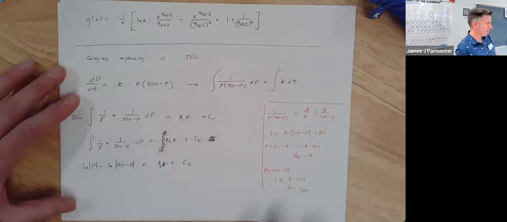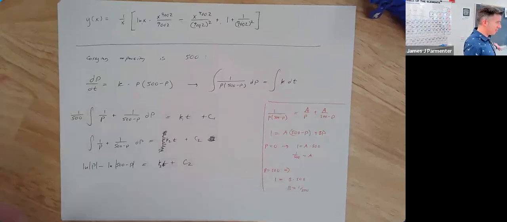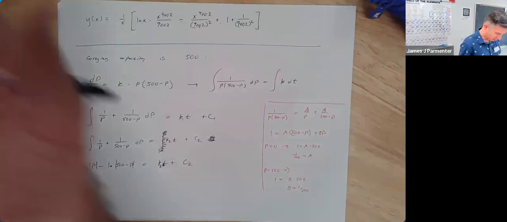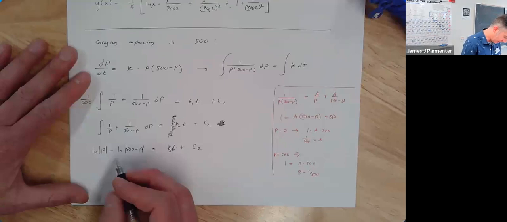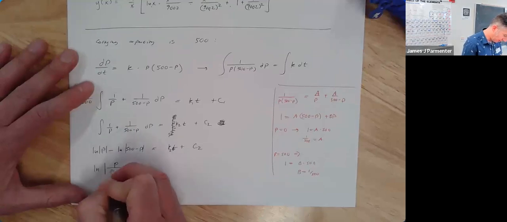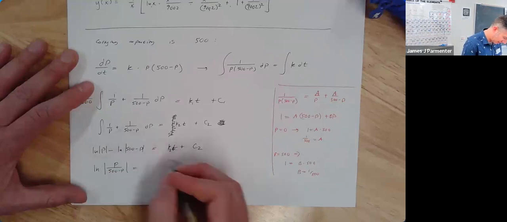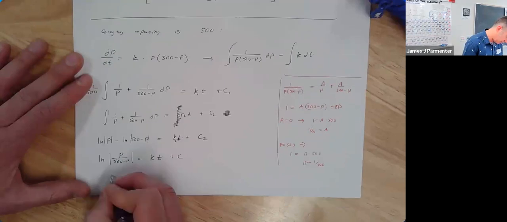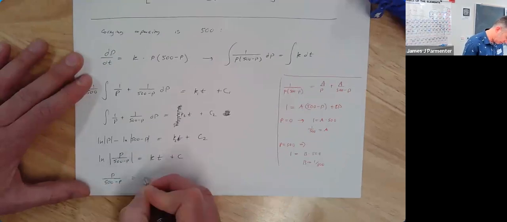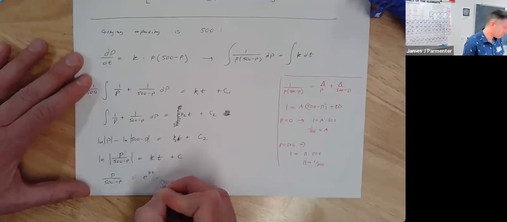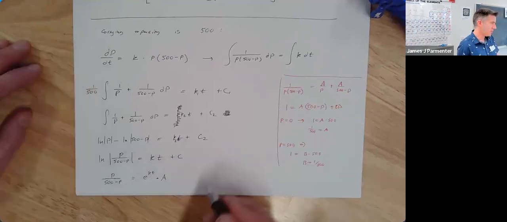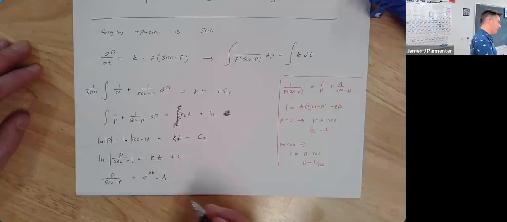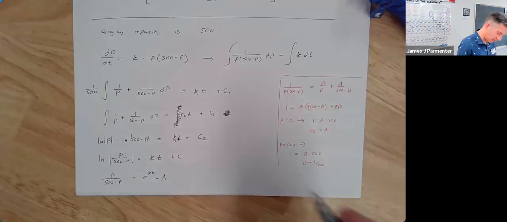The integrating part, I think, is the easy part. It's the solving part that takes time. So then you have to combine this together. It's the natural log of P over 500 minus P equals, I'm just going to call this kt plus C. And then we exponentiate both sides: e to the kt times e to the C, which I'm going to call A. And then you multiply both sides by that. We're already almost there. Might as well finish.